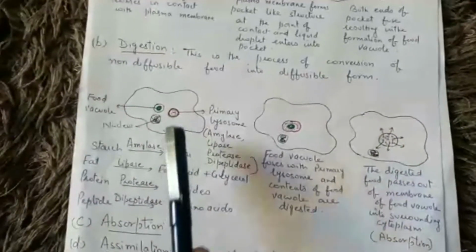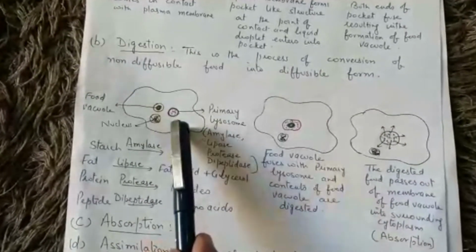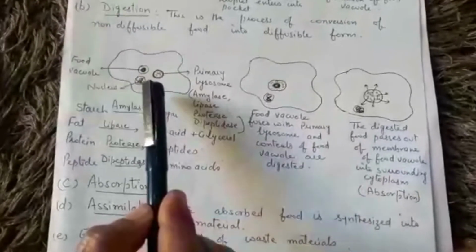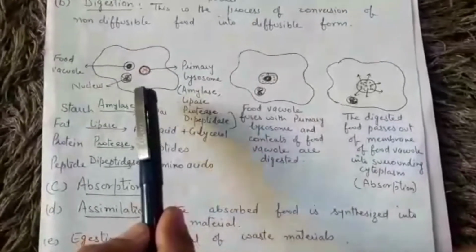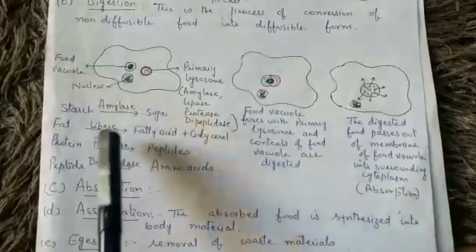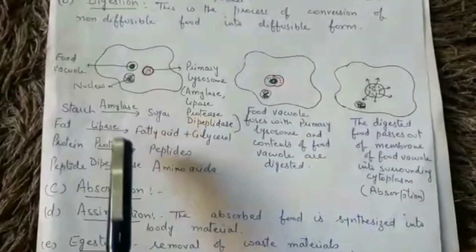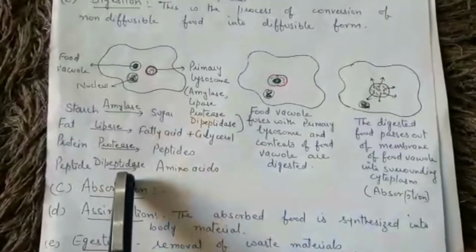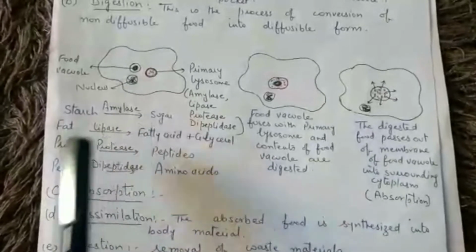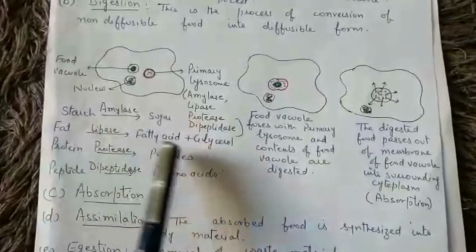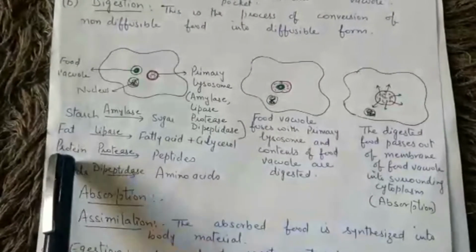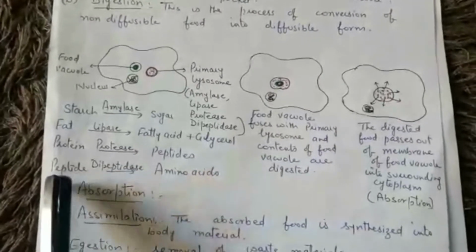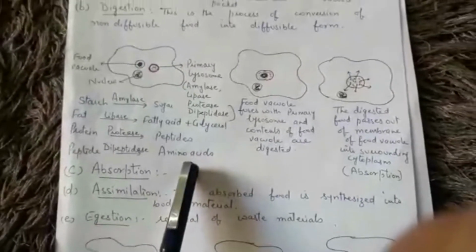So digestion is brought about by lysosome. You have studied that endoplasm contains this cell organelle, that is lysosome. Lysosomes are vesicles containing enzymes. Which enzymes are in it? Amylase, lipase, protease, dipeptidase. Amylase breaks starch into sugar, lipase breaks fat into fatty acid and glycerol, protease breaks proteins into peptides, dipeptidase breaks peptides into amino acid.